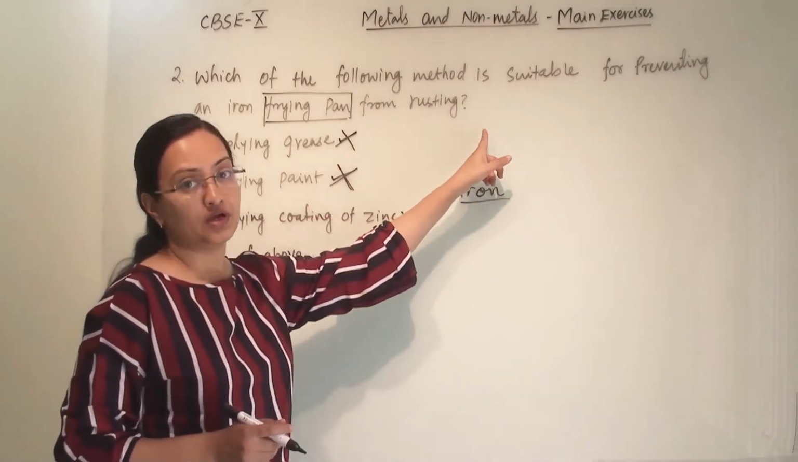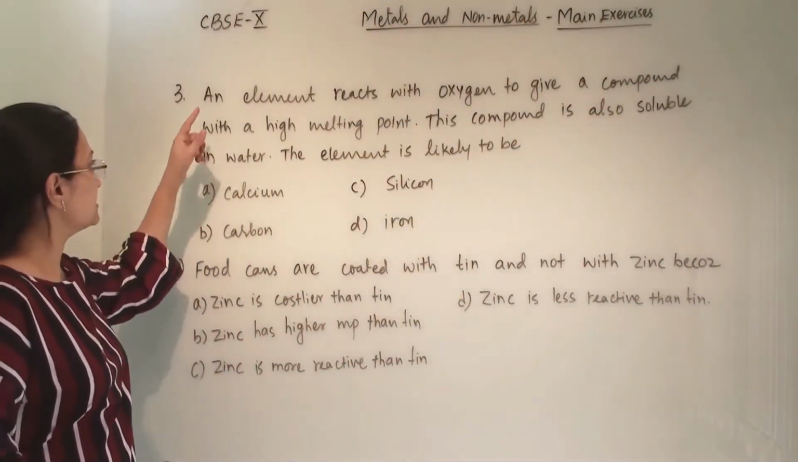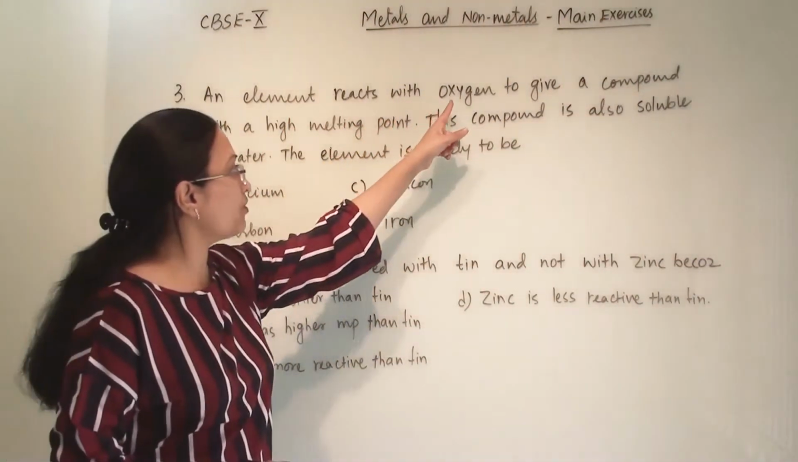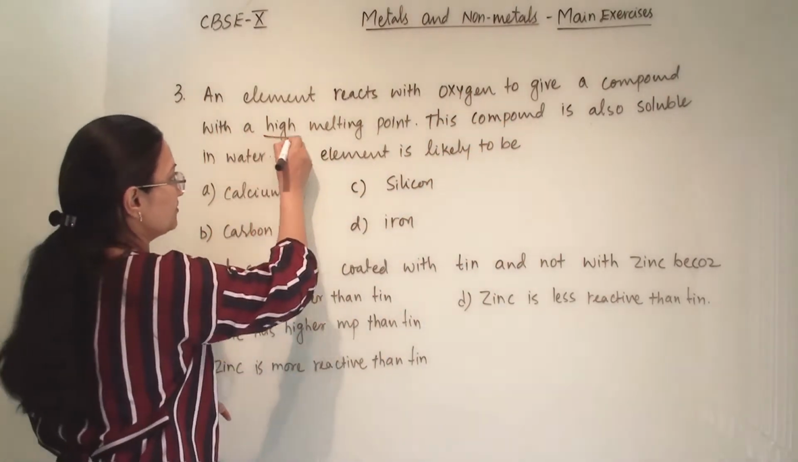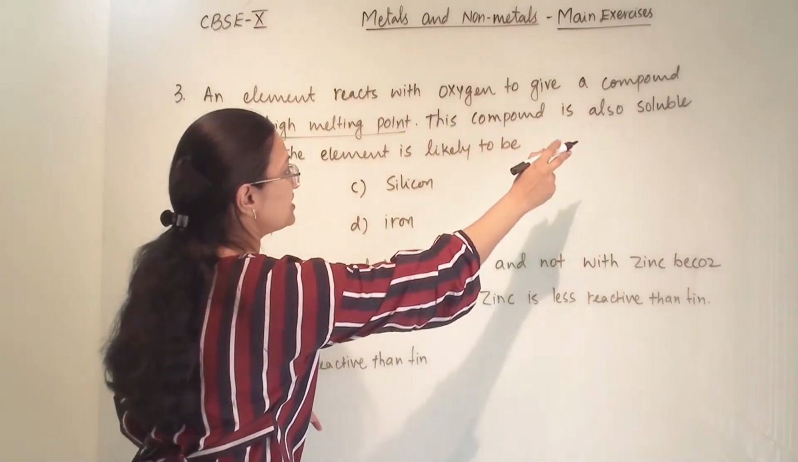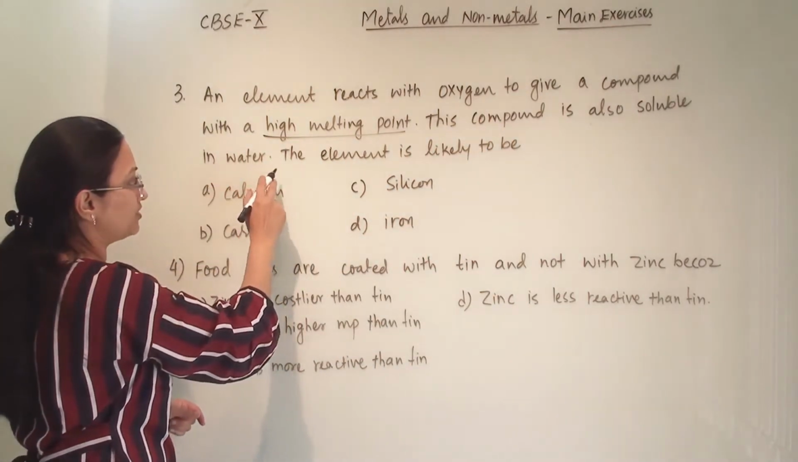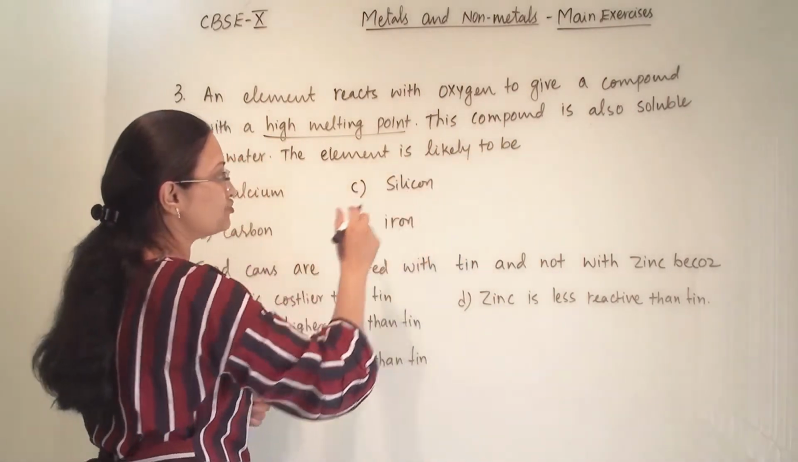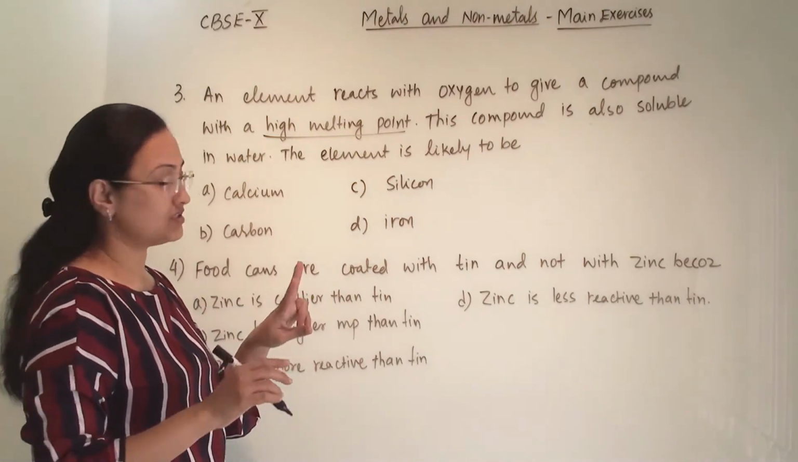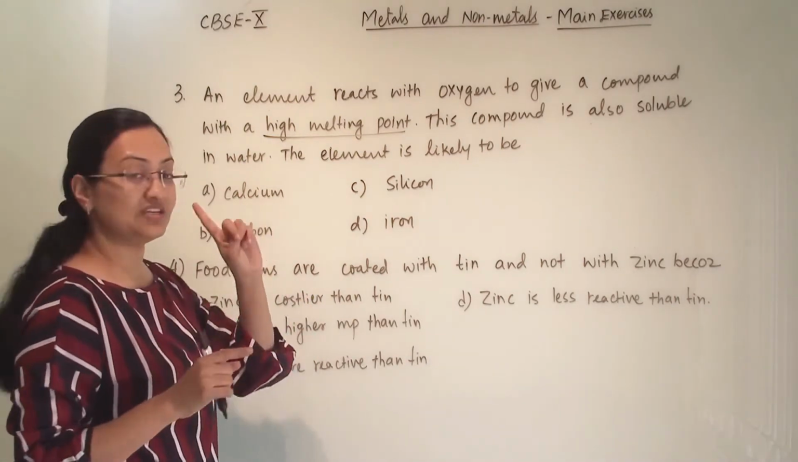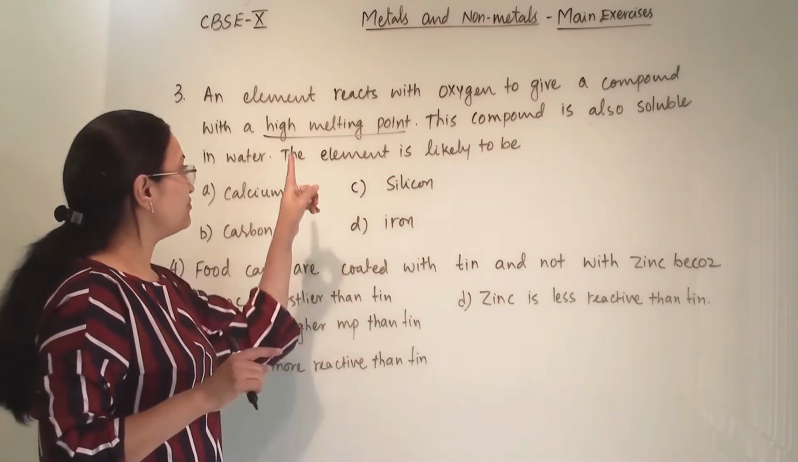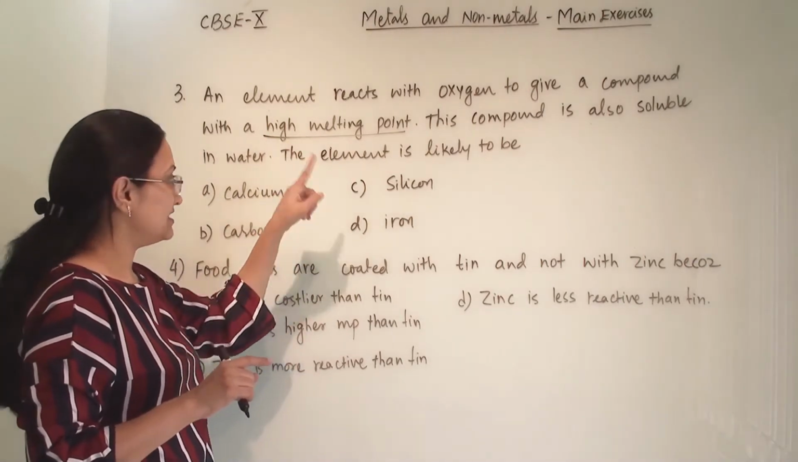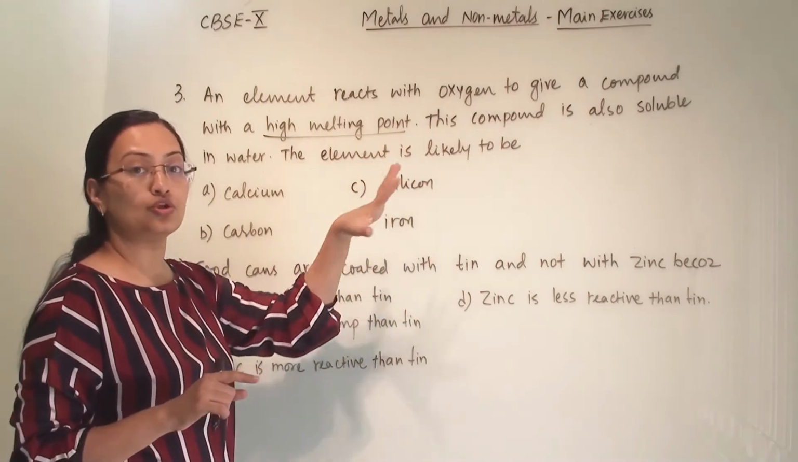Our third question is, an element reacts with oxygen to give a compound with a high melting point. This compound is also soluble in water. The element is likely to be... So they have given two hints here. The first is that when it reacts with oxygen, it gives a compound which has a high melting point. The second is that it is also soluble in water.